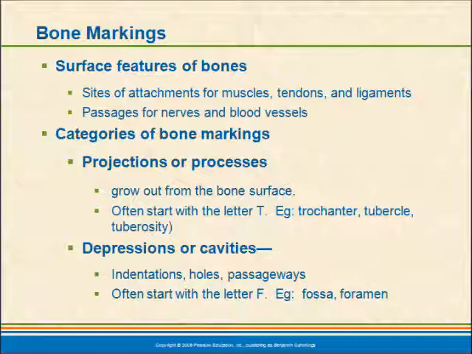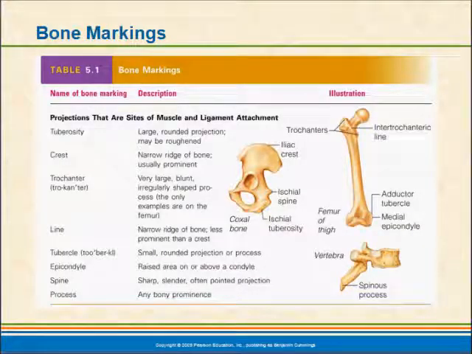By the same token, we have lots of depressions and cavities and holes, passageways for nerves and vessels, and these often start with the letter F. For example, the word fossa or foramen. Now, I'm not going to go through all of these by any means. This table is located in your textbook. And you should know, in general, this terminology.